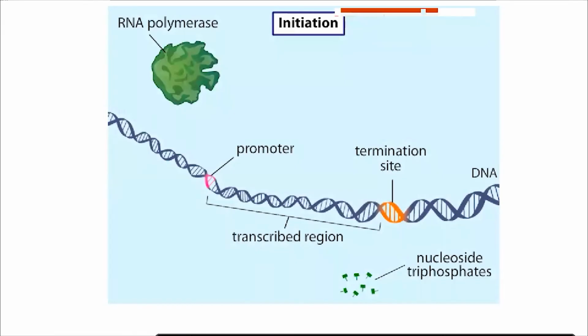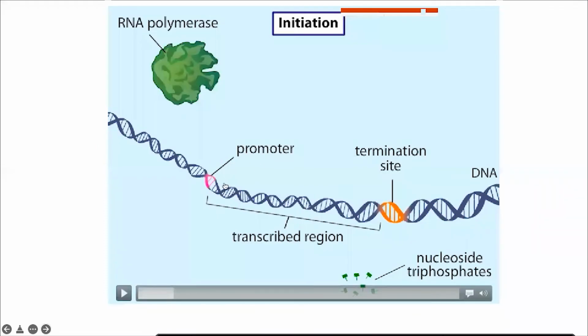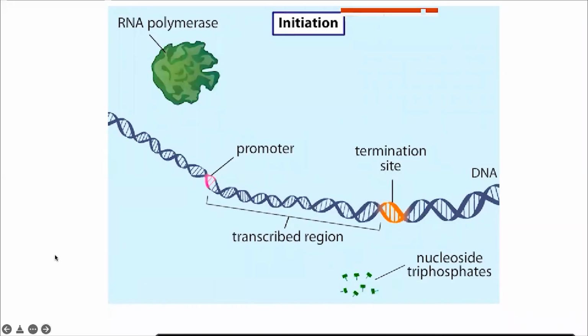Transcription is the first step in the expression of a gene. It is the formation of a specific RNA sequence from a specific DNA sequence. So I want you to now focus on the fact that this is a stretch of DNA. There is an area defined as a promoter. There is an area defined as a termination site. So pretty much your gene is now between these two areas. Okay. And let's see how polymerase goes and makes a copy of DNA.